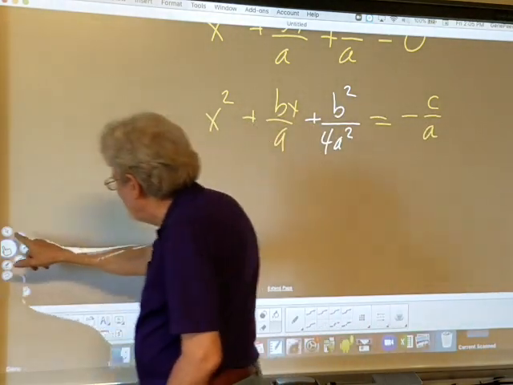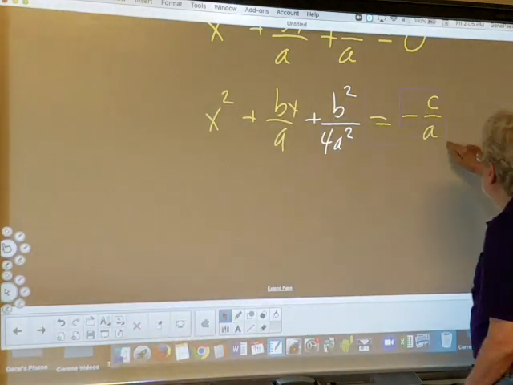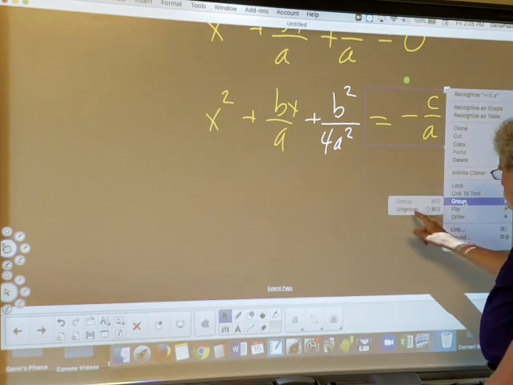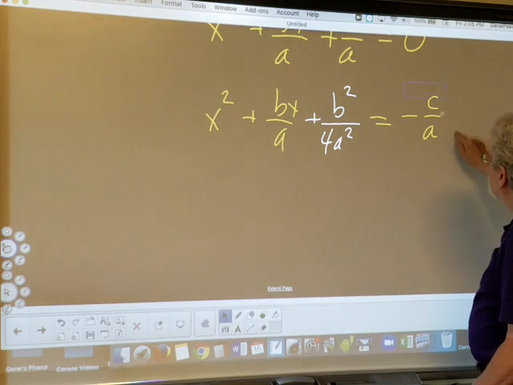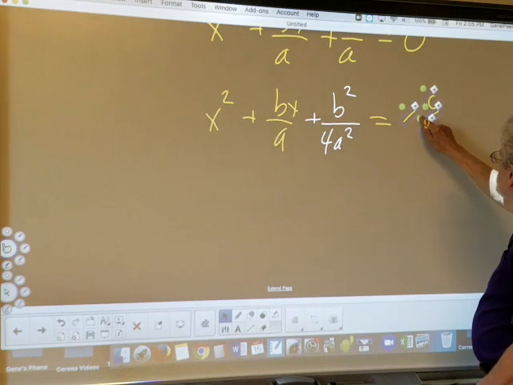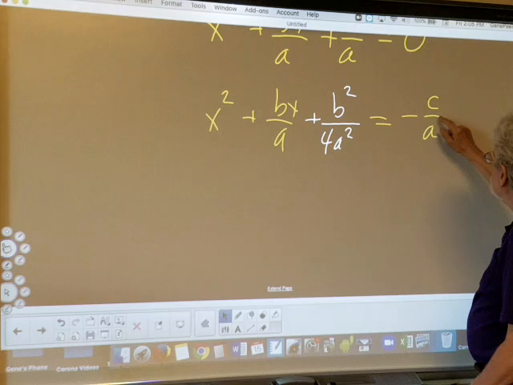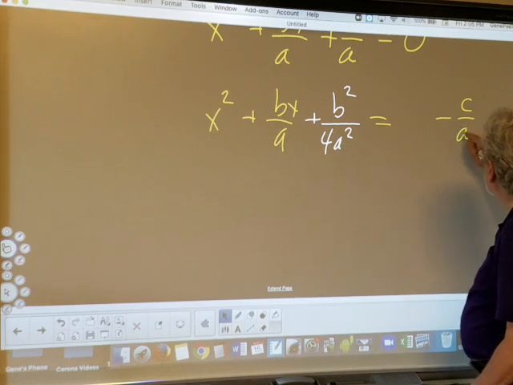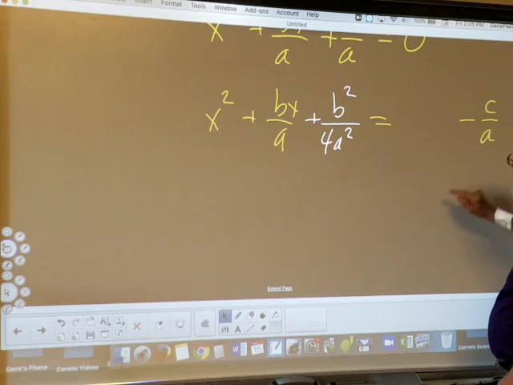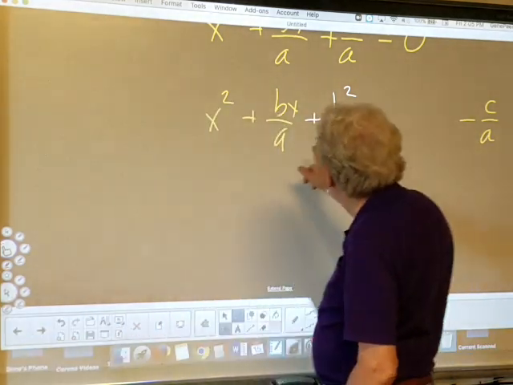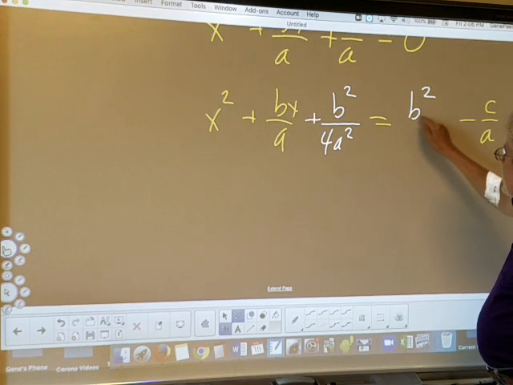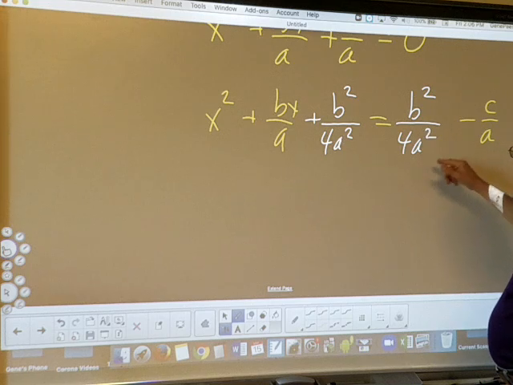But tell you what, let's rearrange things a little bit. Let's move this over. Let's take all of this and move it over here. And because we added b squared over 4a squared here, we also need to add b squared over 4a squared over here.